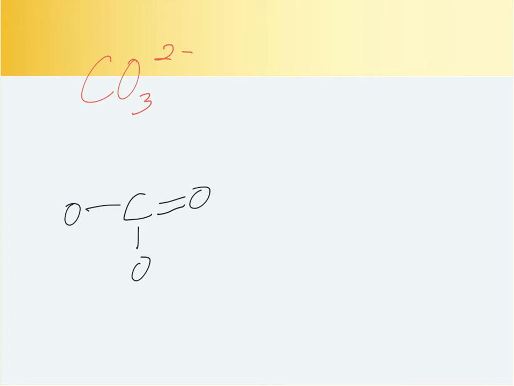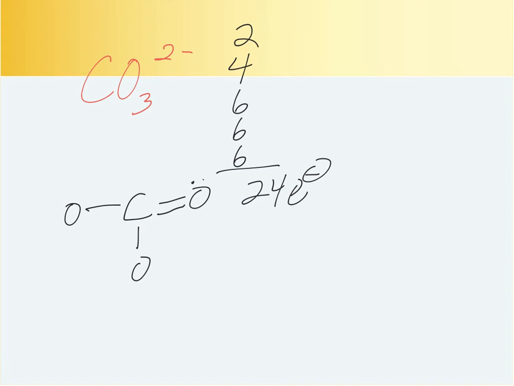Now we can always go back and add up valence electrons. Carbon has 4, oxygen 6, 6, and 6, and then 2- is another 2. So that gets us to 24 electrons. It's a good bookkeeping thing to make sure we don't lose electrons. Now let's start filling in lone pairs with what we have. If an oxygen has 2 bonds, to have a full octet, it needs 2 lone pairs. If an oxygen only has 1 bond, to have a full octet, it needs 3 lone pairs.